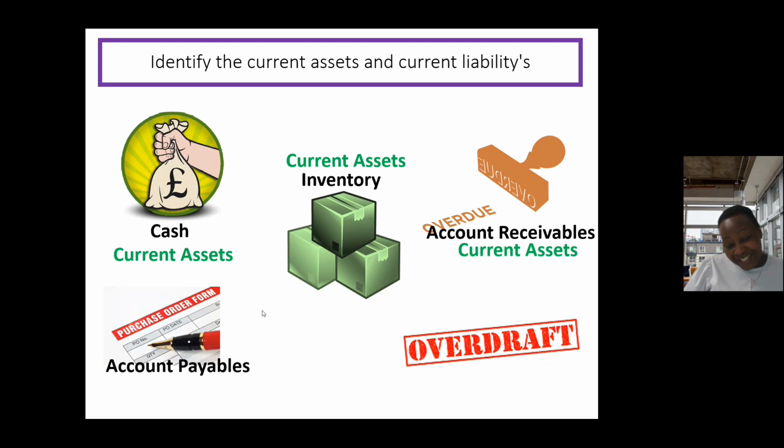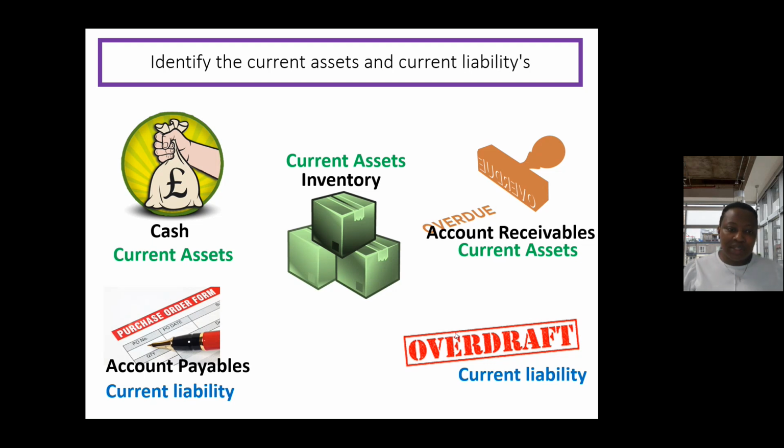So what are current liabilities? I think that becomes obvious now. Account payables is a current liability. We've been supplied by our suppliers. We've got goods and services from our suppliers, but we haven't paid them. We have deferred payment to a period in the future, which is not more than a year. And we have our overdraft here. When we take short-term loans from the bank, that is an overdraft, and that's a current liability.